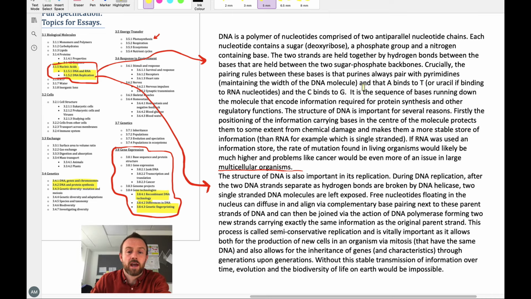Okay, let's look at AO1. So pretty much this is all AO1 up here. Polymer of nucleotides, sugar deoxyribose. I'm talking about the structure. So this is just AO1.